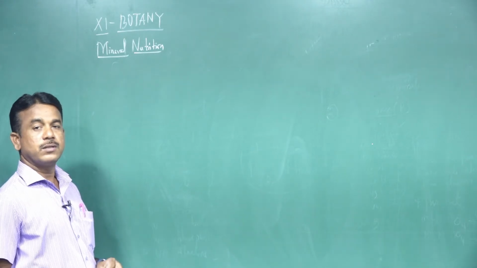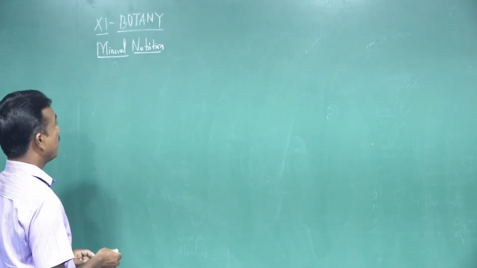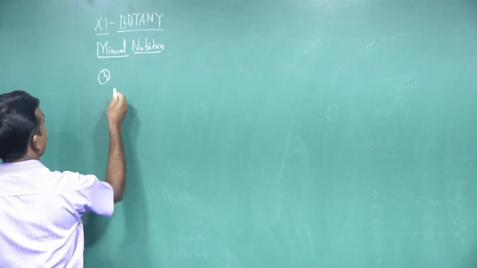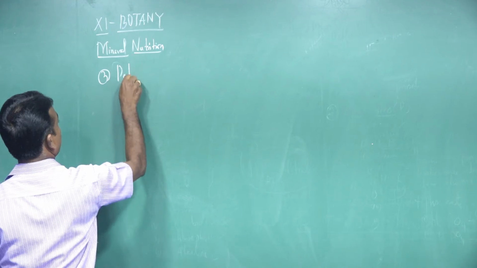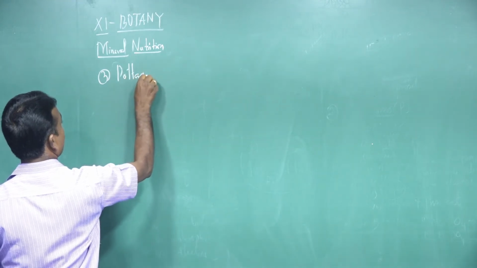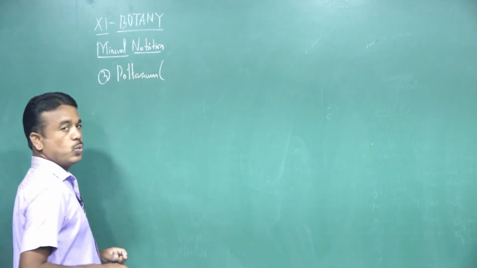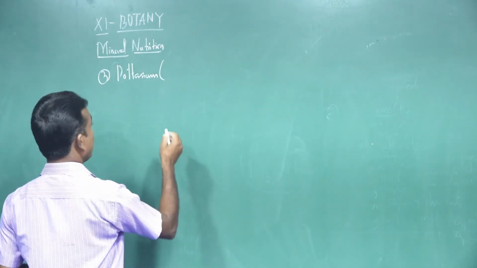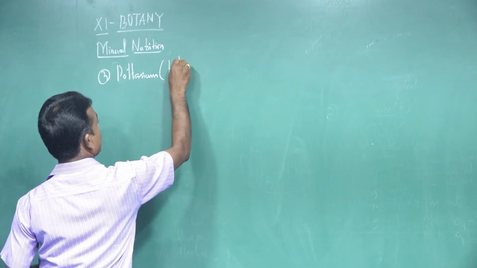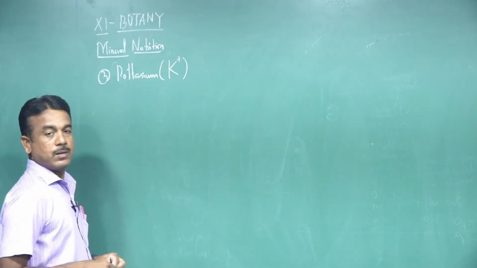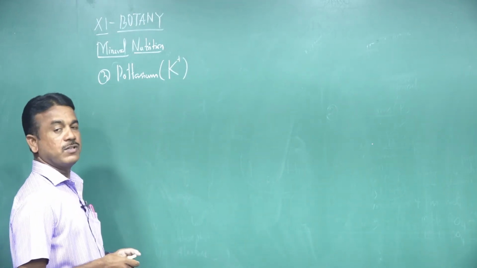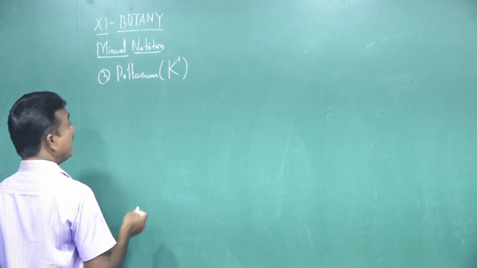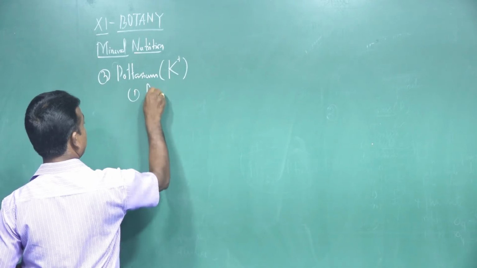Can I go to the third macronutrient, commonly called potassium? Its chemical symbol is K plus. Potassium is essential for plants because it maintains turgidity.